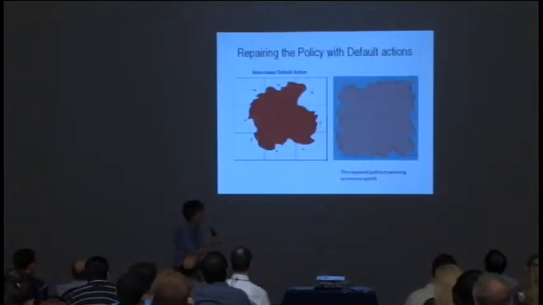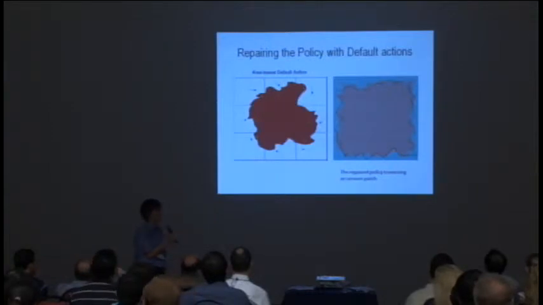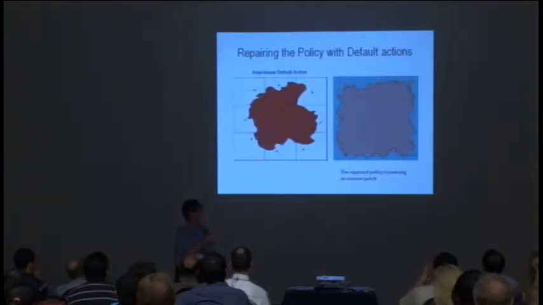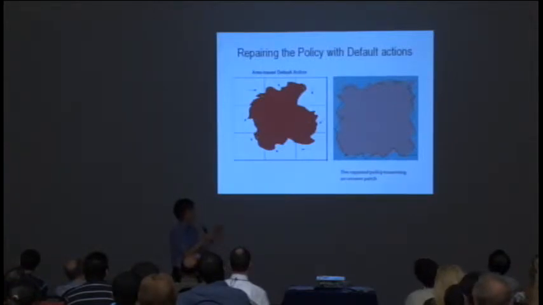So I mentioned earlier that we have to repair the policy with default actions when we find missing state action pairs. And this is another thing, defining a good default action is very, very difficult. But in the patch following example application, what we did was to roughly divide the patch into a grid of 9 cells, with each cell being about 3 by 3 kilometers. And we defined what we call an area-based default action for each cell.